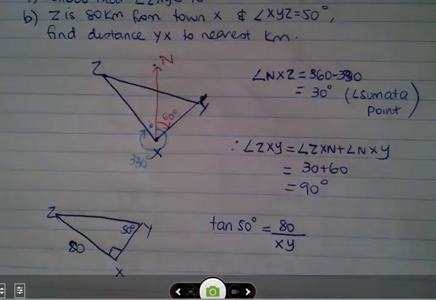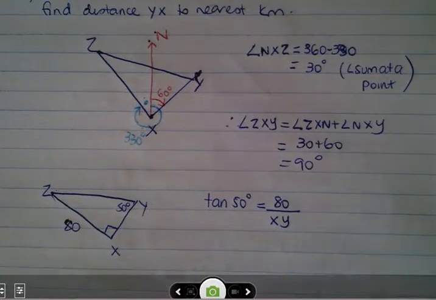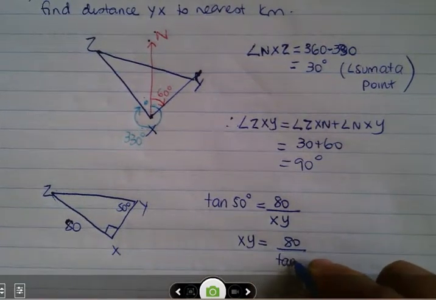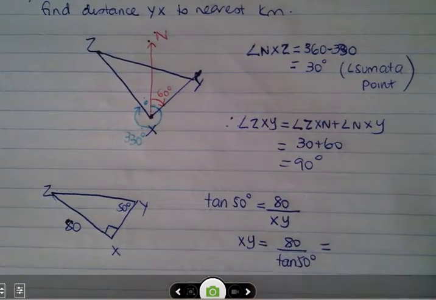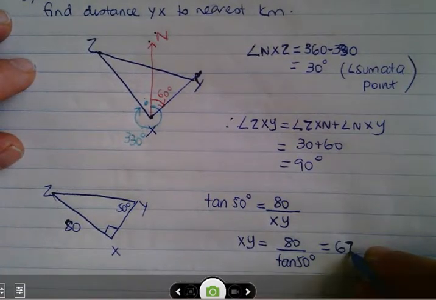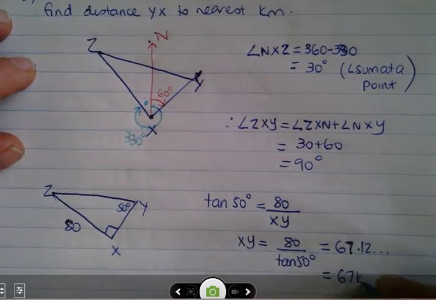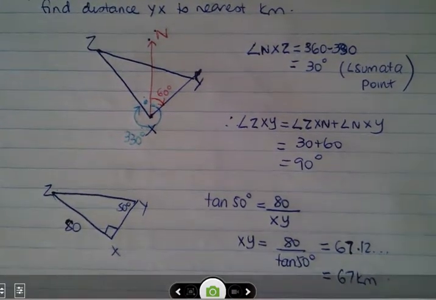X, Y. How do you work this out? Come on. 80 on tan 50, and then you can work it out. So 67.1 to whatever. They want it to the nearest kilometre. 67 kilometres to the nearest kilometre.